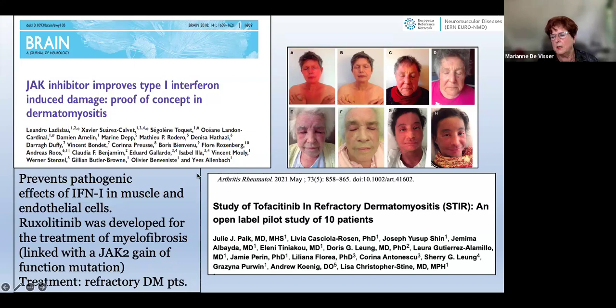And Julie Park administered another JAK inhibitor, tofacitinib, in 10 patients with refractory dermatomyositis, and she found improvement in half of the patients and minimal improvement in the other half. She also performed a systematic review and found that JAK inhibitors may be a viable treatment option for dermatomyositis, also for juvenile dermatomyositis. However, randomized controlled trials are necessary to confirm these findings.